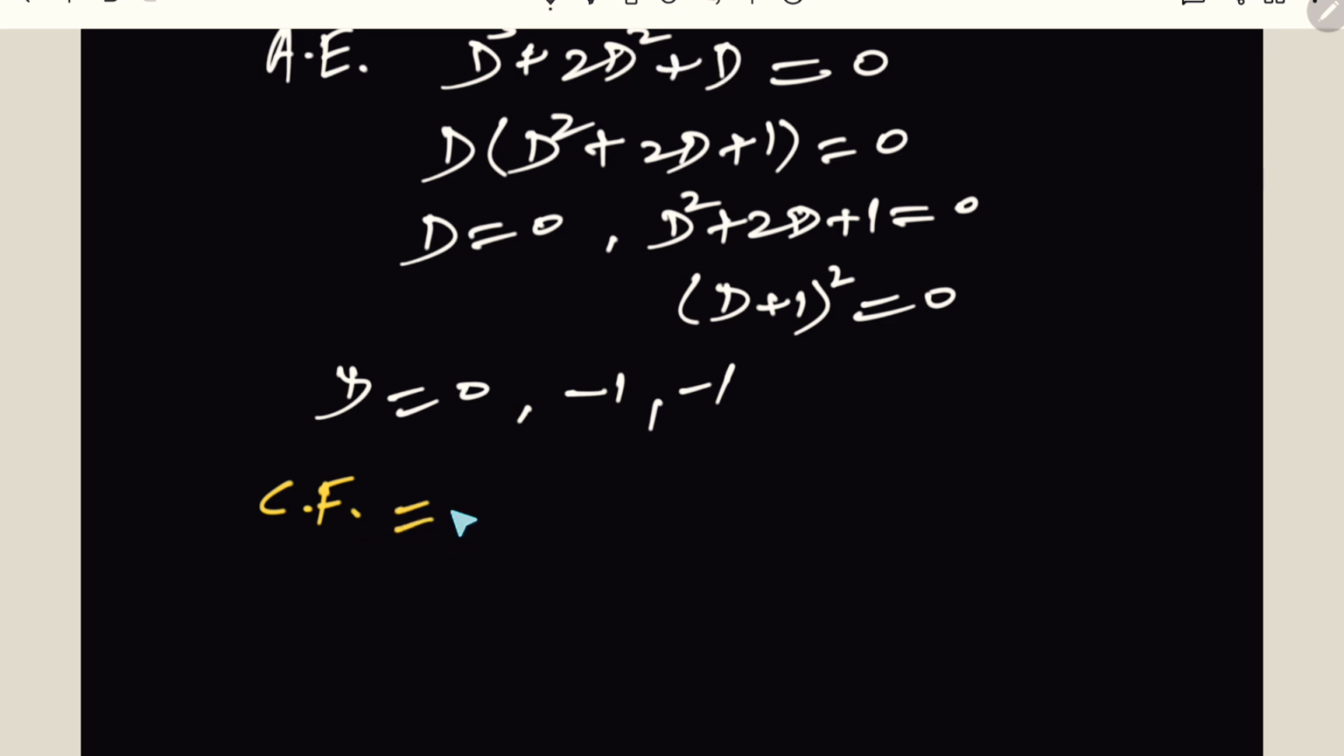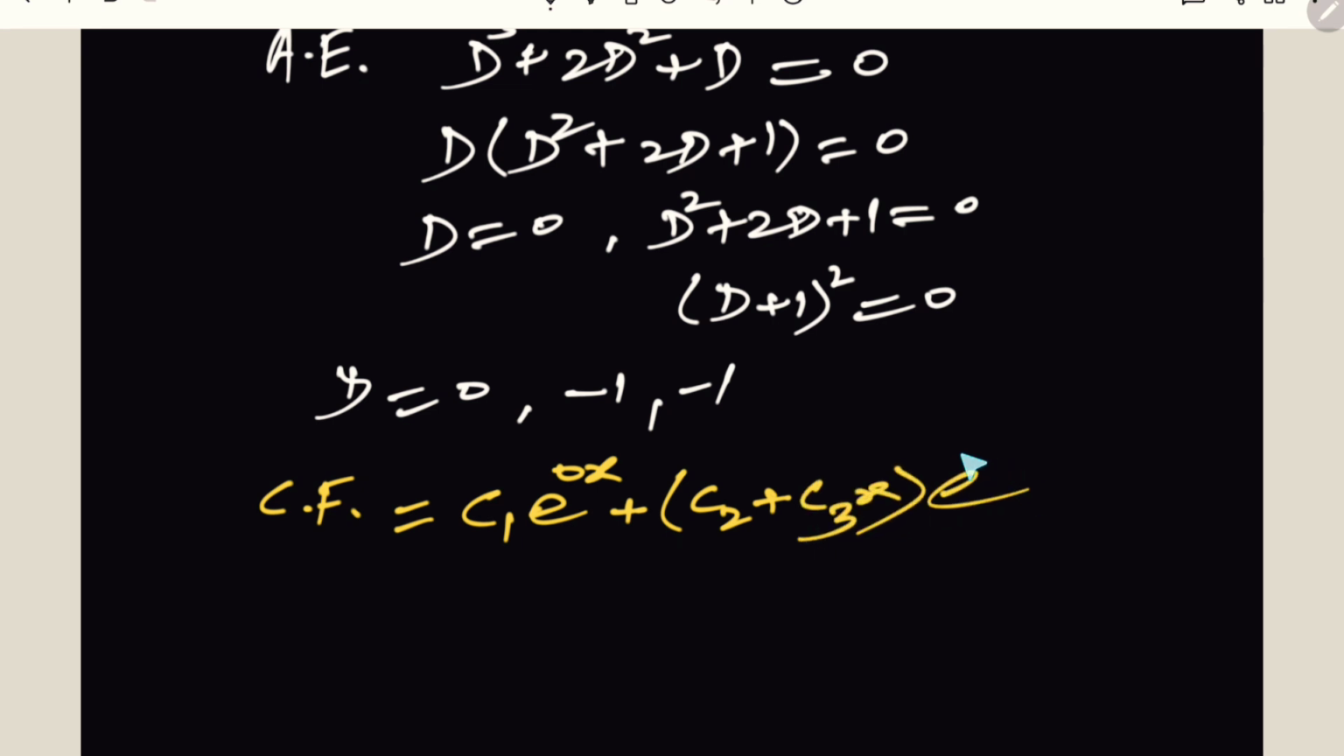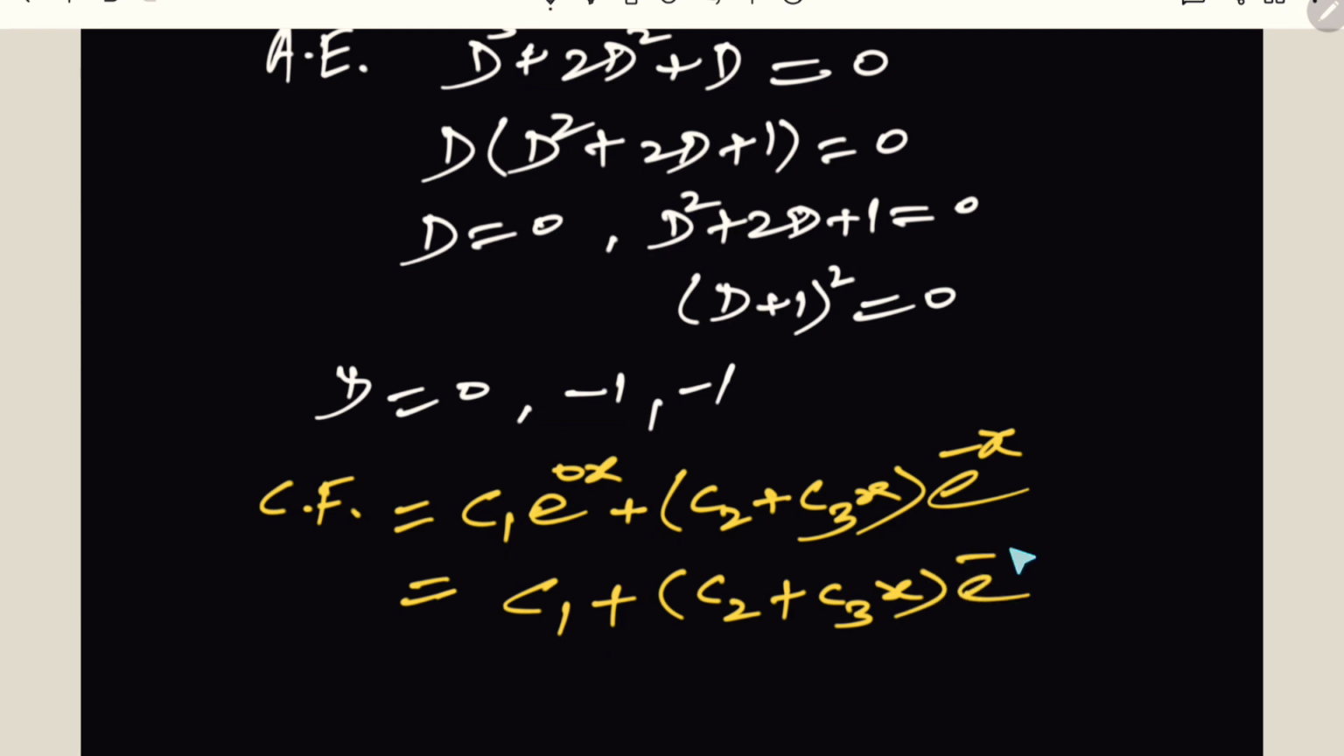CF as a combination of two cases. For that distinct real root we write C1 e^(0x), which means 1, and for the repeated root it is (C2 + C3x) multiplied by e^(-x). We can rewrite that once again as C1 + (C2 + C3x) multiplied by e^(-x), and we call this equation 1. In the next part we try to find out the PI part.